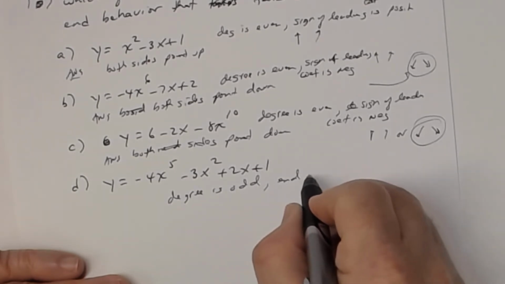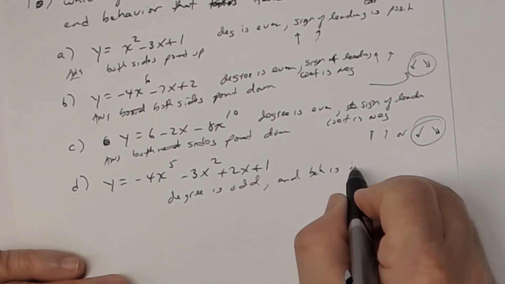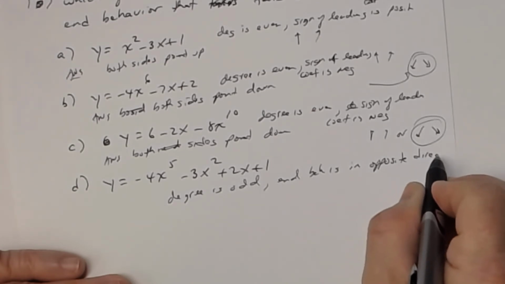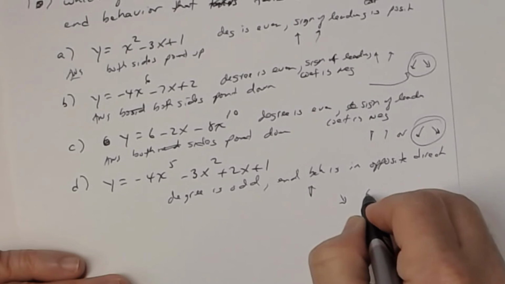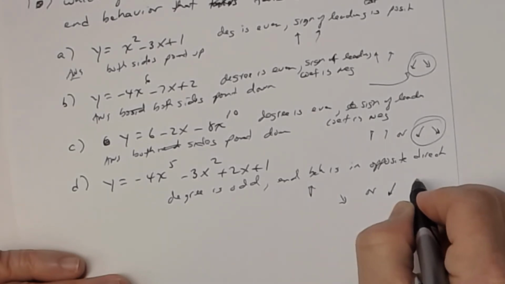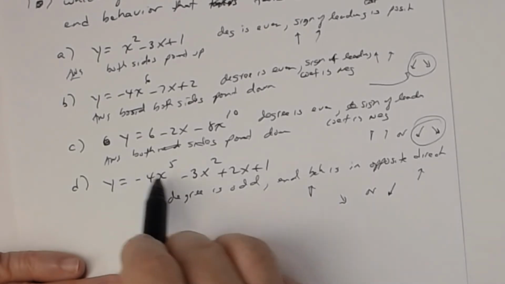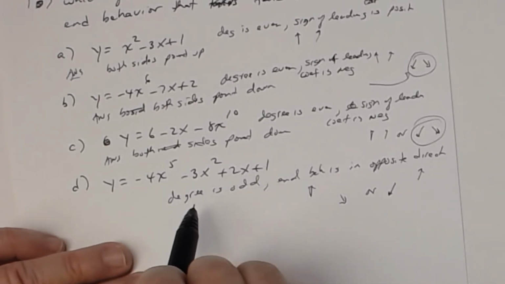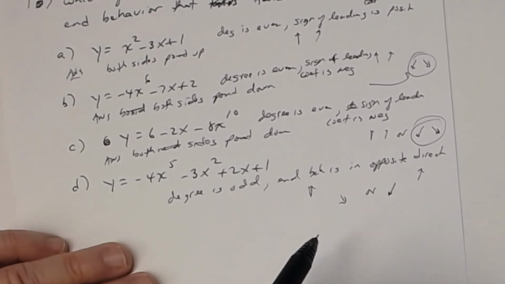End behavior is in opposite directions. So either it's going to point up on one side, point down on the other, or point down on one side, point up on the other. Okay? So you can eliminate this one right away, but let's continue talking about this one. All right, so just kind of review something. If the degree is odd, we know that the end behavior is in opposite directions.